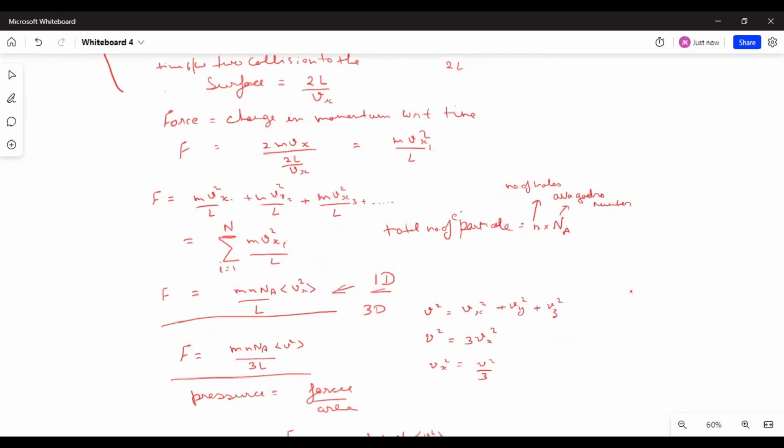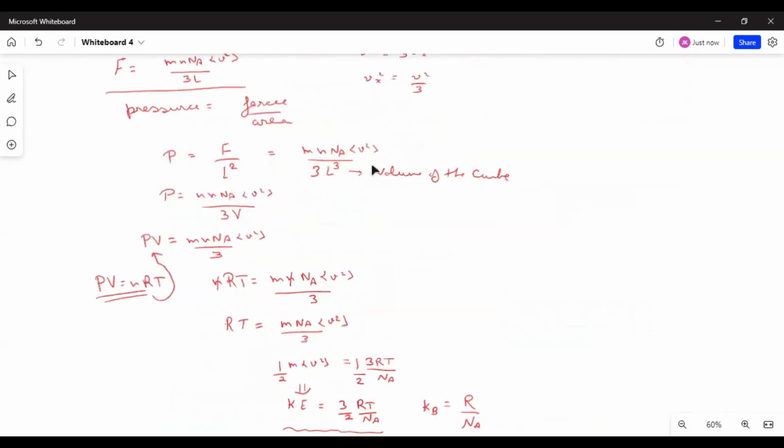Right? For the 3D case, we have to consider all three directions. So it will be vx² plus vy² plus vz². Since it is isotropic, they are the same in all three directions, so it can be written as 3vx². So vx² will be v² by 3. In this way we get the total force.